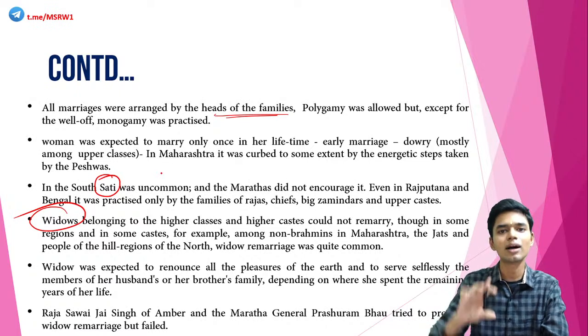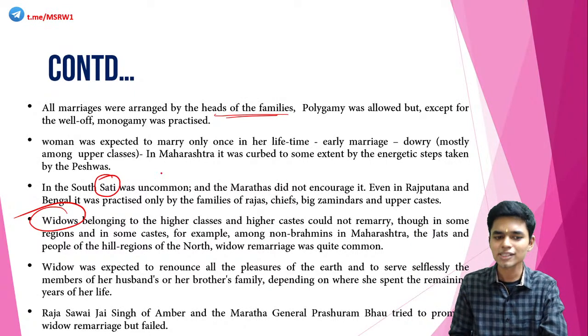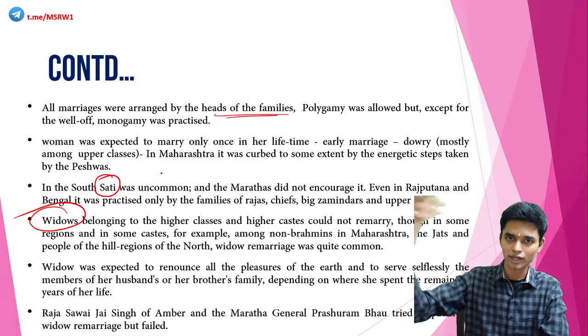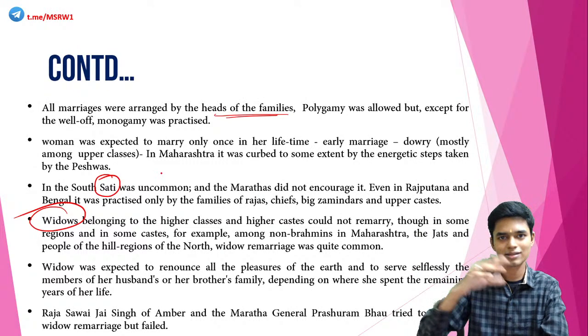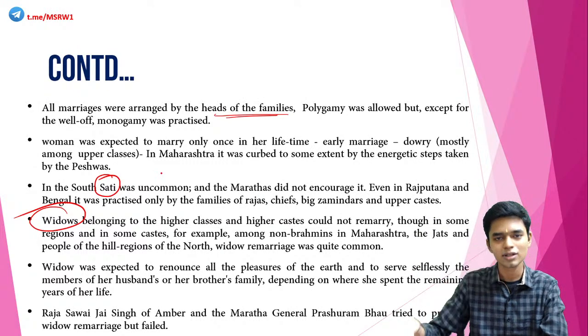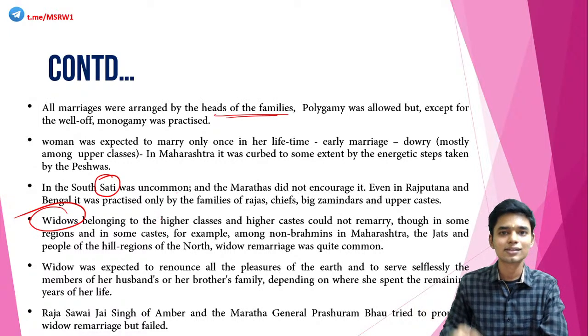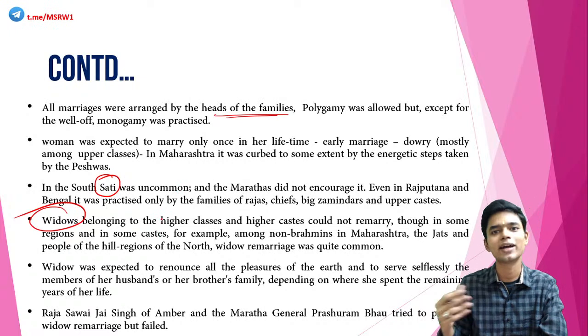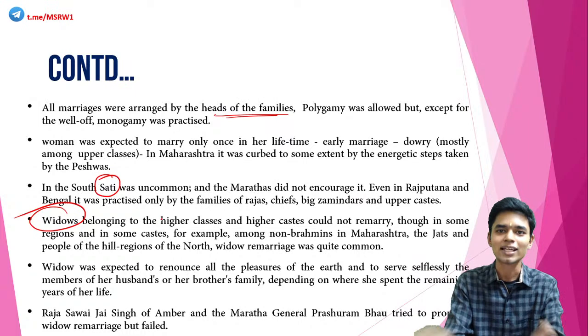Even in the North, only the upper classes actually conducted sati. Lower classes never really looked into these kinds of evils. The condition of widows was very bad. Widows belonging to upper classes could not remarry. Once widowed, they had to live the life of a widow. But in some castes, in some places, in some religions, widow remarriage was also there. For all these things, there are exceptions. In general, widows had a very miserable life.